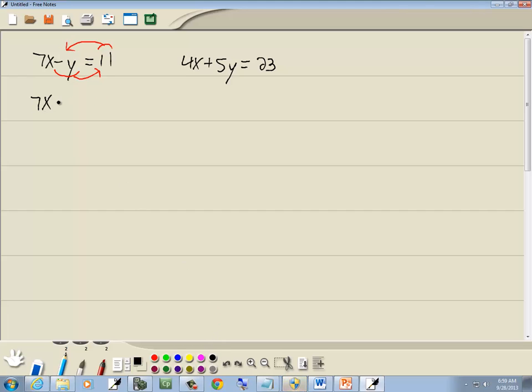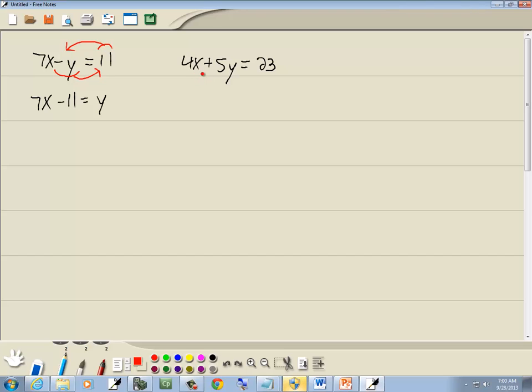So I got 7x minus 11 is equal to positive y. Remember, when you take anything over to the other side, the sign changes. Now y is by itself on this one, so this is in the correct form. Now we'll do the same thing on this one. Our first step is to get rid of parentheses. Don't have any. Second step is to get rid of fractions.